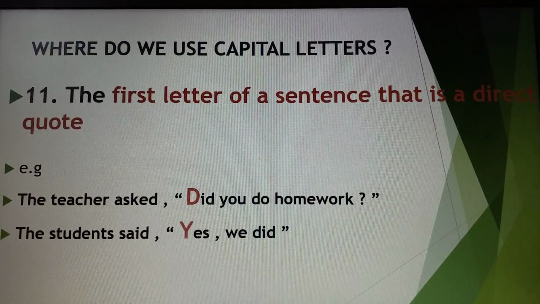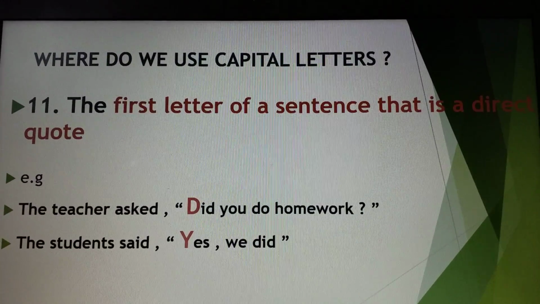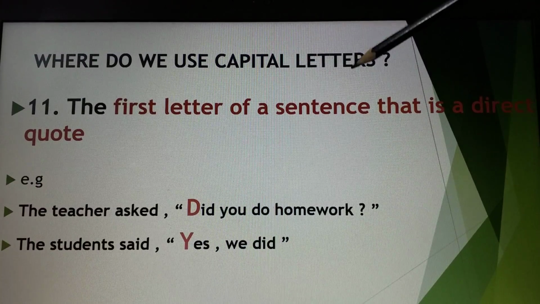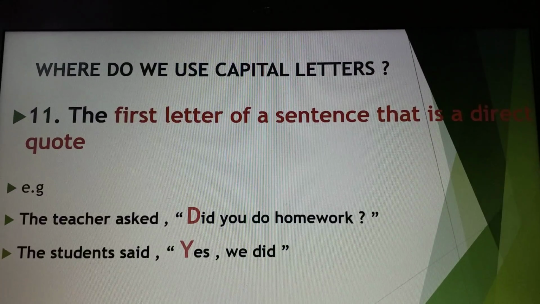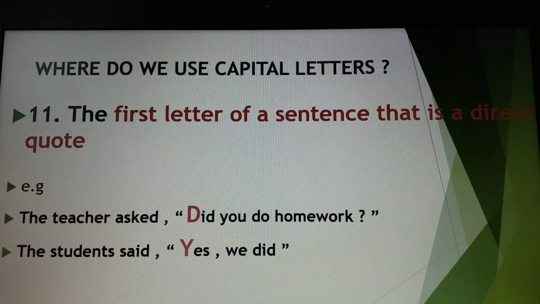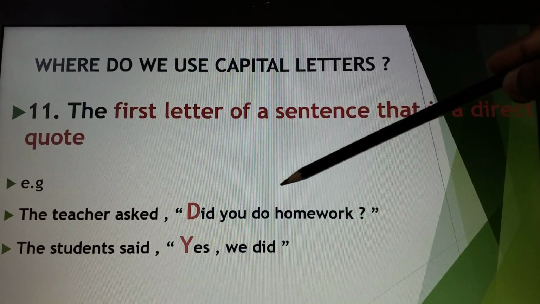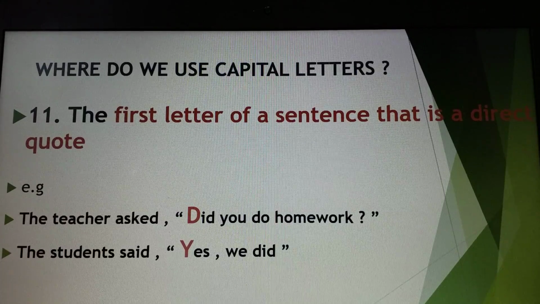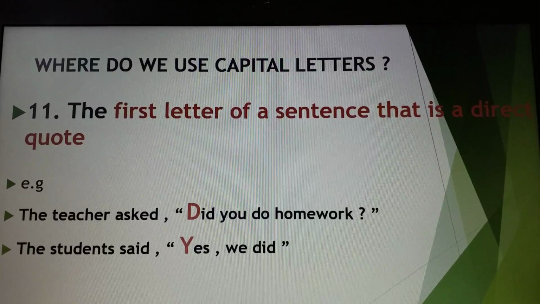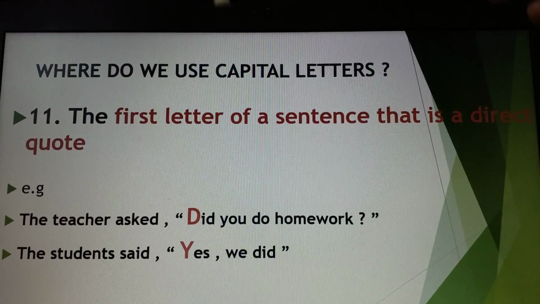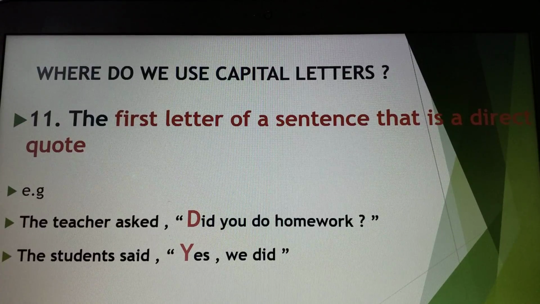Look at this example. The first letter of a sentence that is a direct quote. Look at the examples given below. First example. Shall we read the sentence given here? The teacher asked, "Did you do homework?"